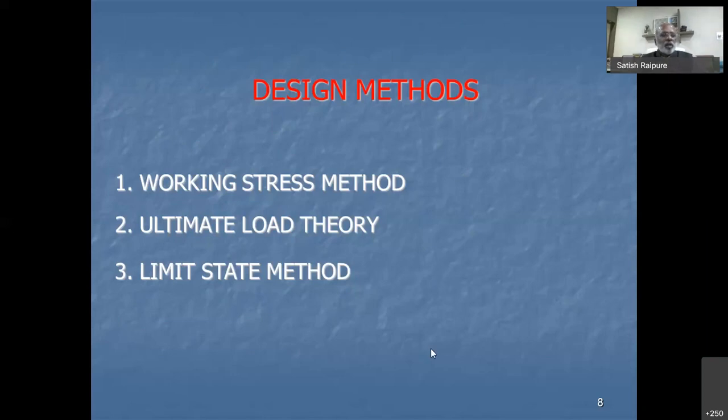Then the ultimate load theory, this is also not being used nowadays. And nowadays, everyone is designing the foundations or any structure using the limit state method. It gives you very economical solutions.